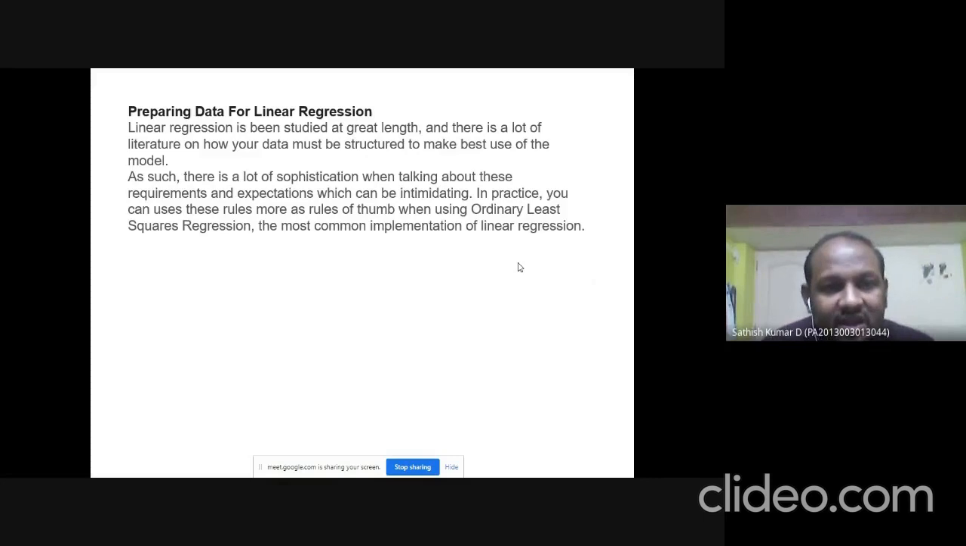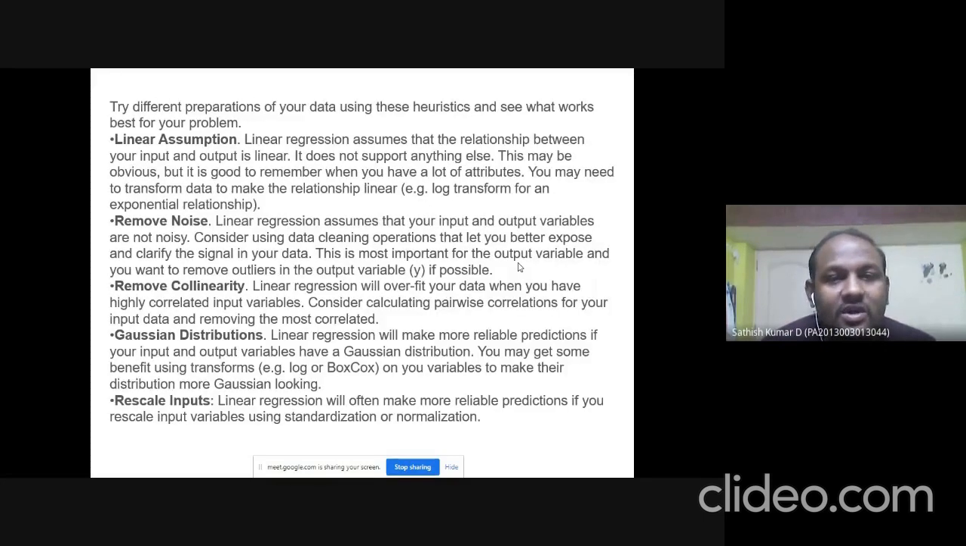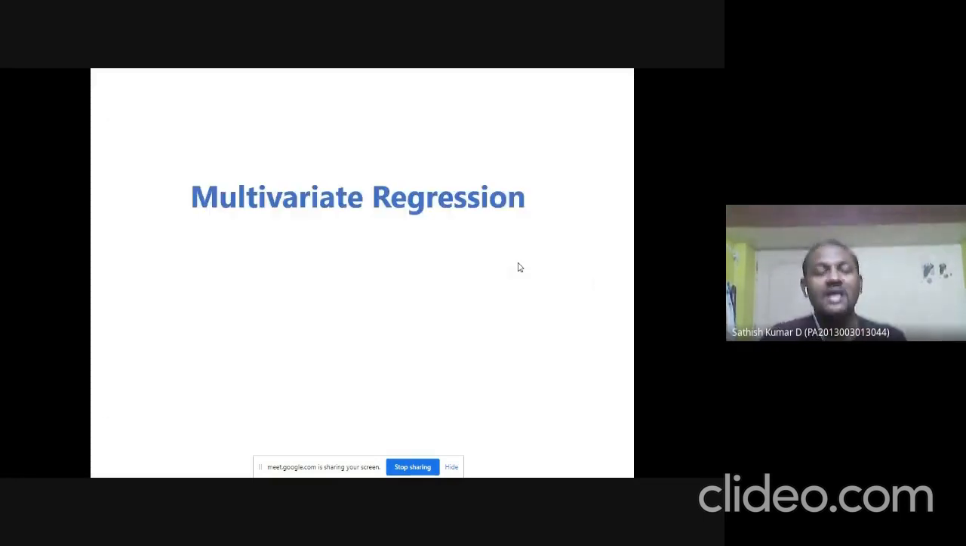Preparing data for linear regression. There are some methods for preparing data for linear regression: linear assumptions, remove noise, remove collinearity, Gaussian distributions, and rescale inputs. The next heading is multivariate regression.